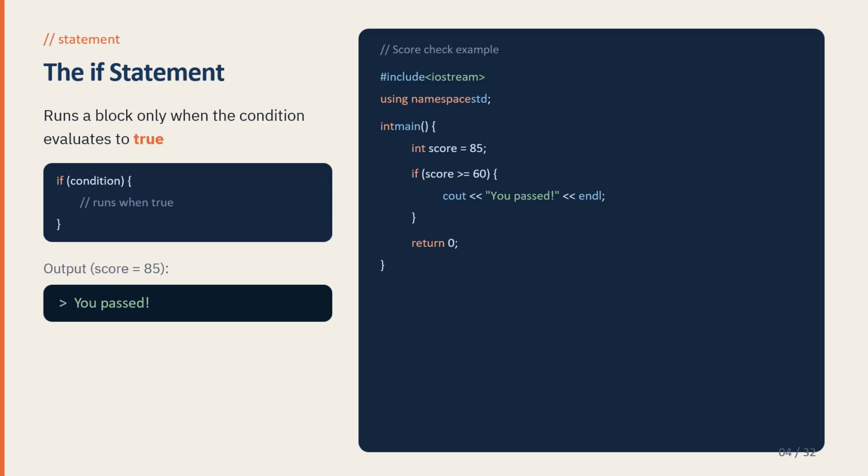Starting with the if statement. The if statement is the simplest decision making statement. It executes a block of code only when the specified condition is true. In this example, if the student's score is greater than or equal to 60, the program displays you passed.